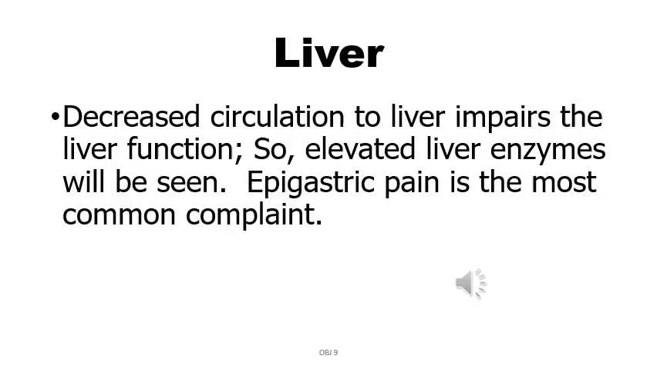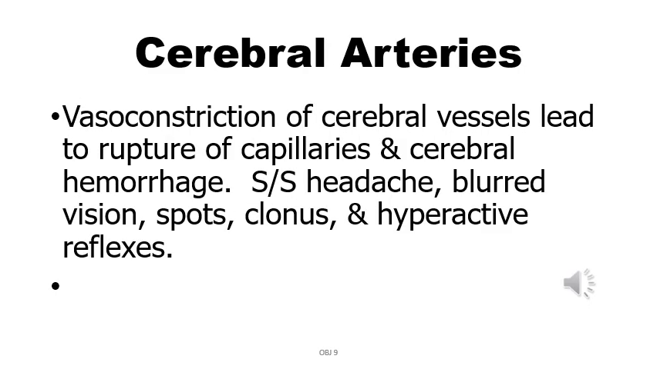So in preeclampsia, there is decreased circulation to the liver, which impairs the liver function. So you will have elevated liver enzymes. Epigastric pain is the most common complaint. This can progress to very, very severe elevation of the liver enzymes to the point where you get into the HELLP syndrome and the liver can actually rupture.